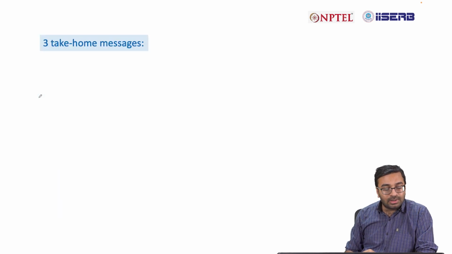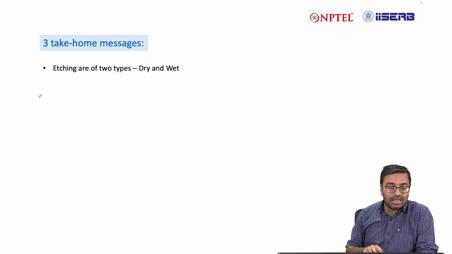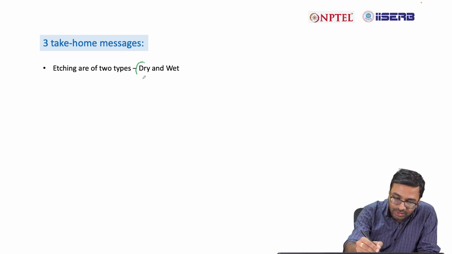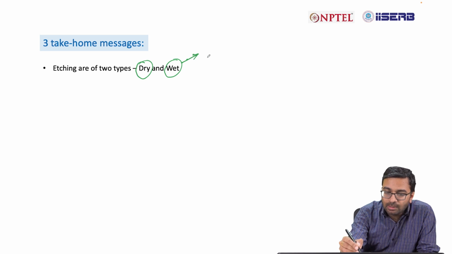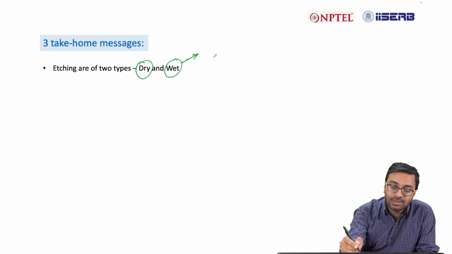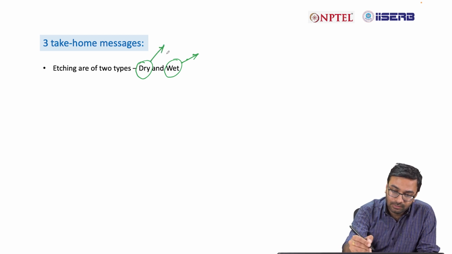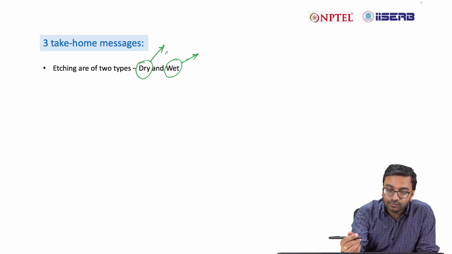So there are 3 take-home messages. The first one is, etching is of 2 types. One is dry etching, one is wet etching. So in case of wet etching, you will find the process is isotropic. There will be certain sort of undercut beneath the mask. In case of dry etching, the process is highly anisotropic, so undercut will be very less.